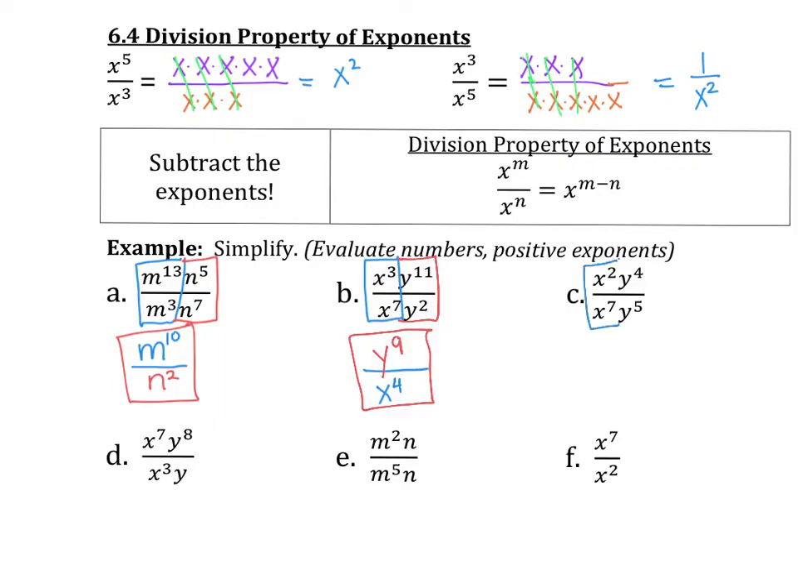For example C, let's check the x's. More x's at the bottom because the exponent's higher at the bottom. There's x to the 7th at the bottom, x to the second at the top. So if I have 7 at the bottom and I cancel out 2, I subtract, I'm left with 5. For the y's, the higher exponent's at the bottom. I had 5 at the bottom. I subtract 4. I'm left with 1.